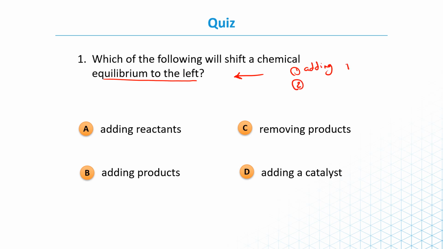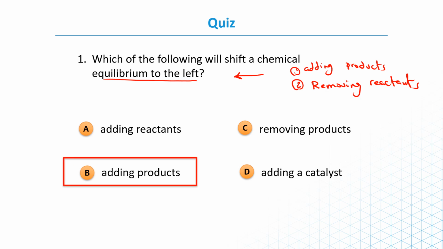So you know two things will do that. Adding products or removing reactants. So which one is that? Adding products. It's going to make the reaction shift to the left. Now adding a reactant or removing a product, these two will shift the reaction to the right.